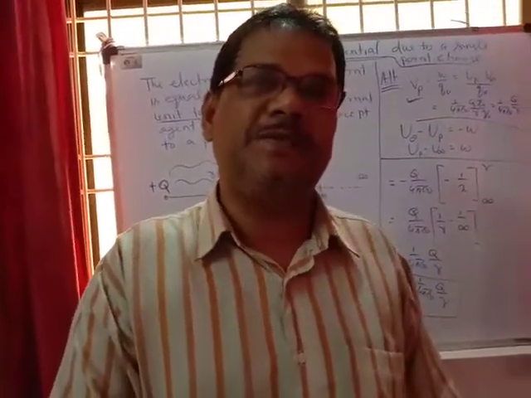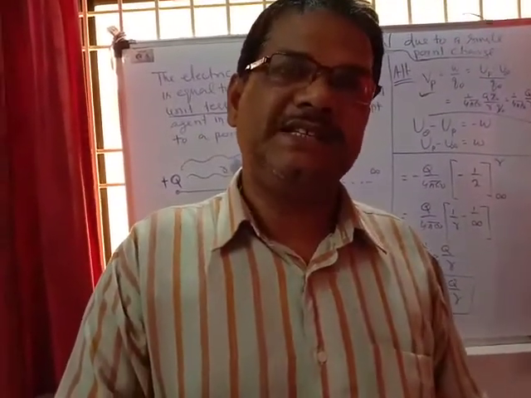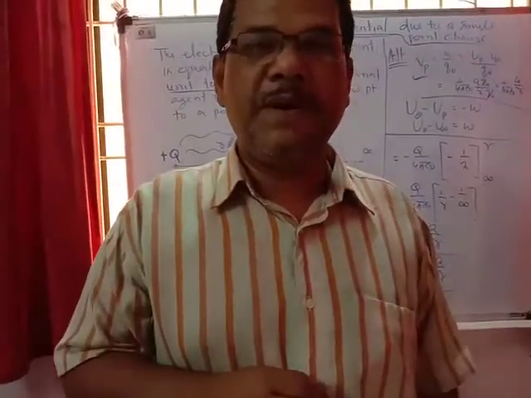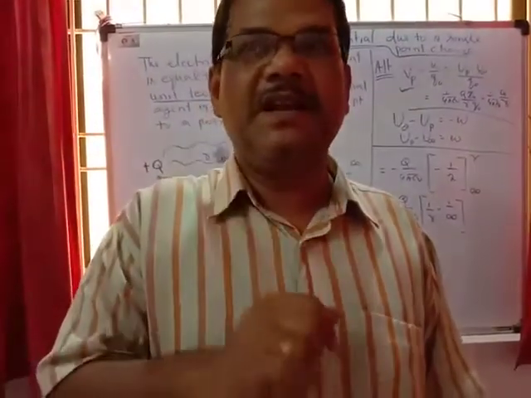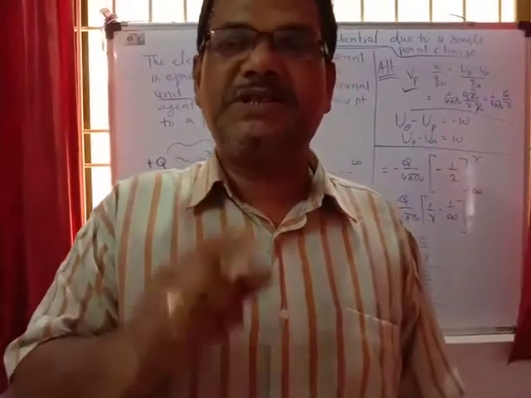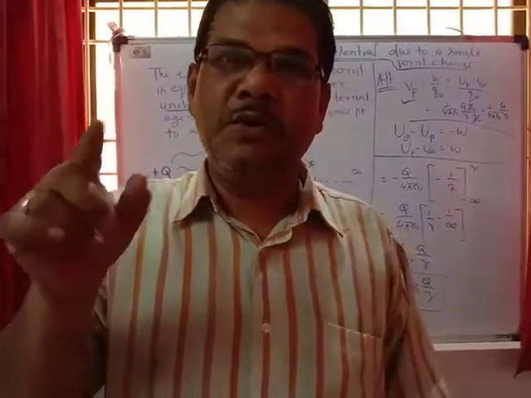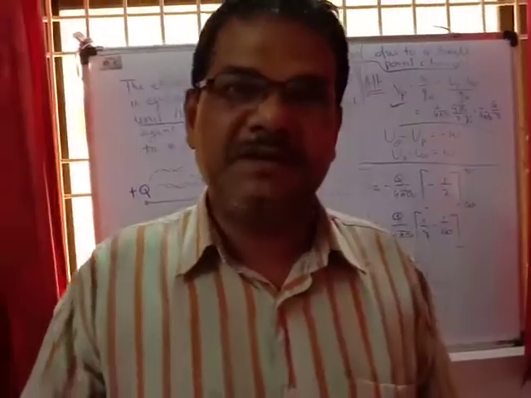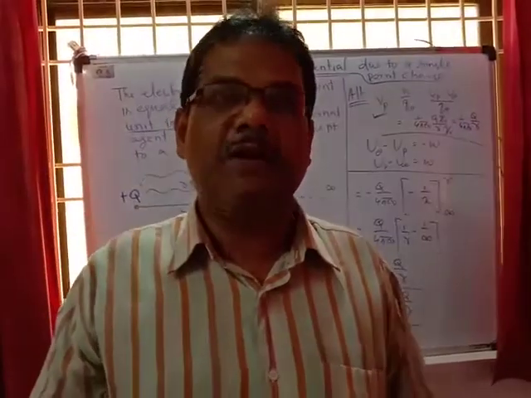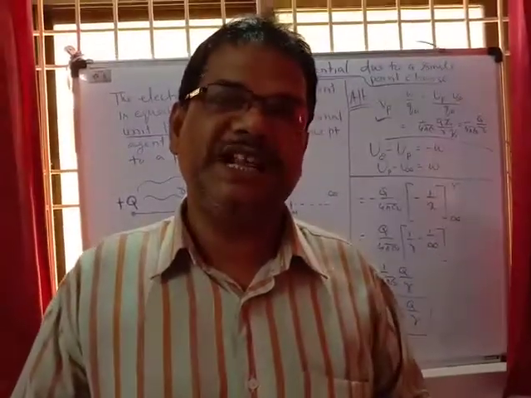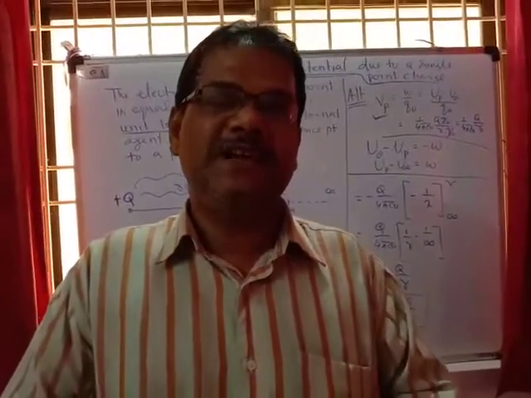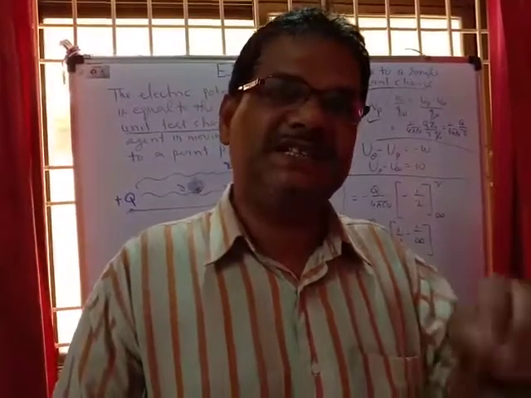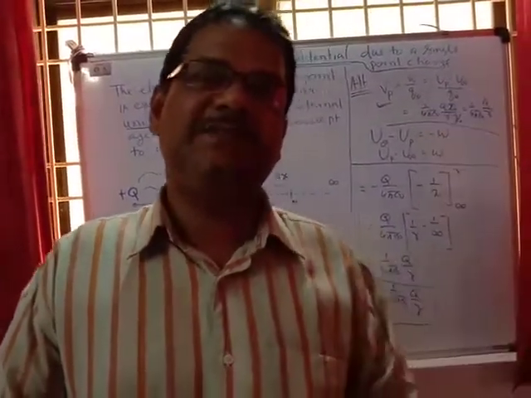At the same time, you have to find the total potential energy, that is U equals 1 upon 4 pi epsilon naught Q1 Q2 upon R12 plus 1 upon 4 pi epsilon naught Q1 Q3 upon R13 plus 1 upon 4 pi epsilon naught Q2 Q3 upon R23. In this manner, you can calculate the potential energy of a system of two charges, three charges, four charges, and n number of charges.